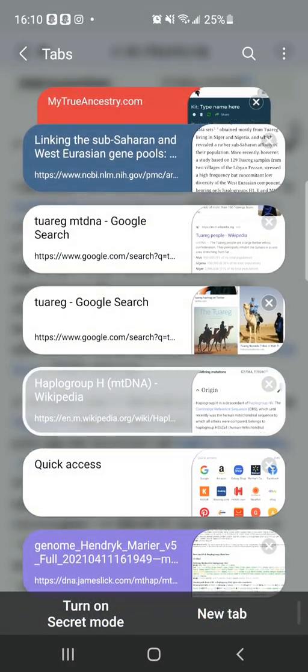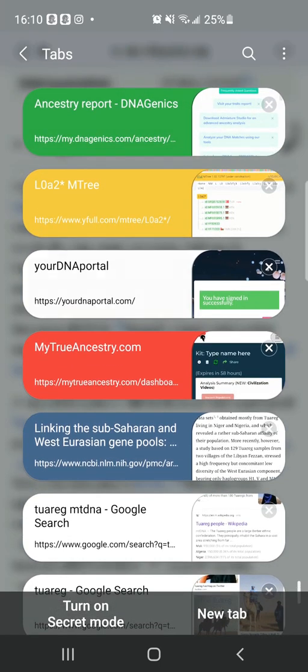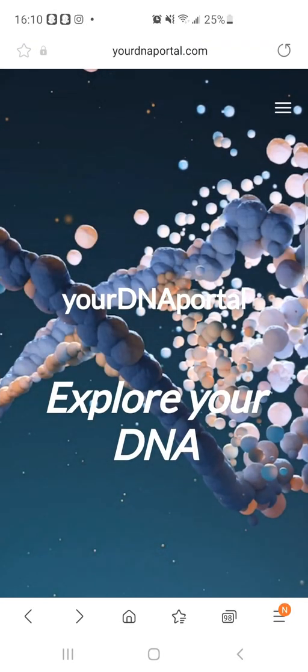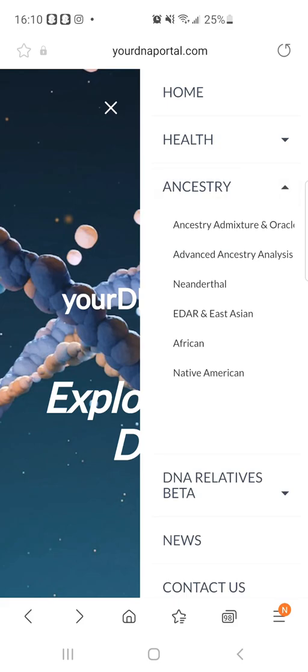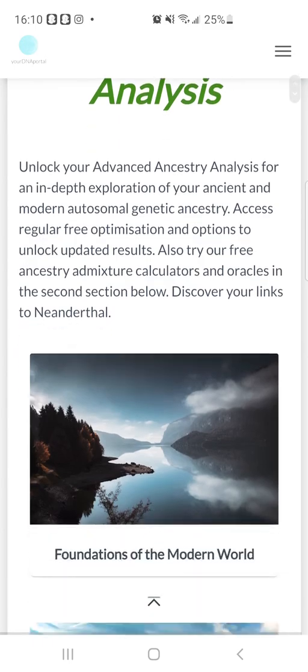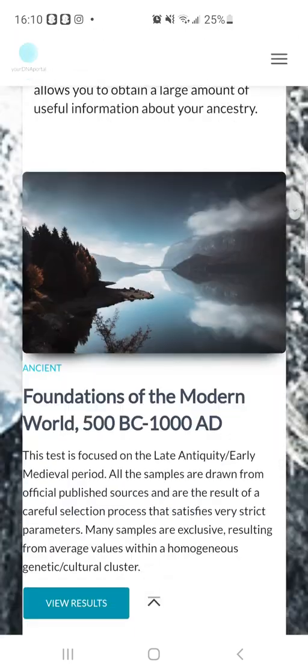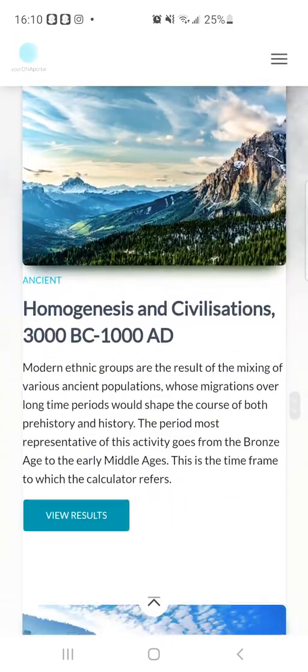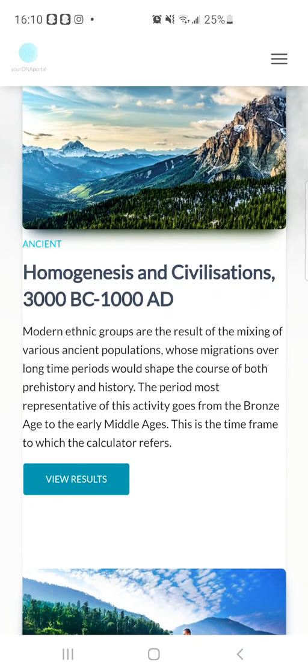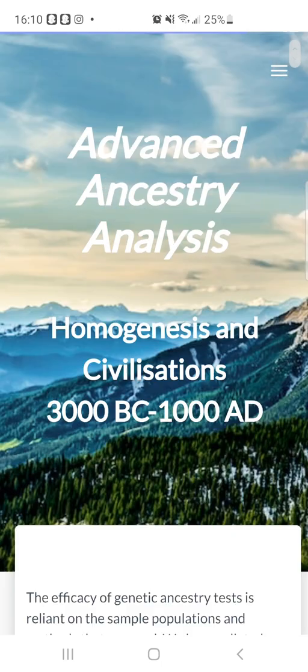If I go to another site where I get most of my ancestry breakdown, which is a very good site, it's this site right here. First I'm going to show you guys the result that I get from the uDNA portal, homogeneous and civilization, 3000 BC to 1000 AD, which is my ancient ancestry. So we're going to see that, right?